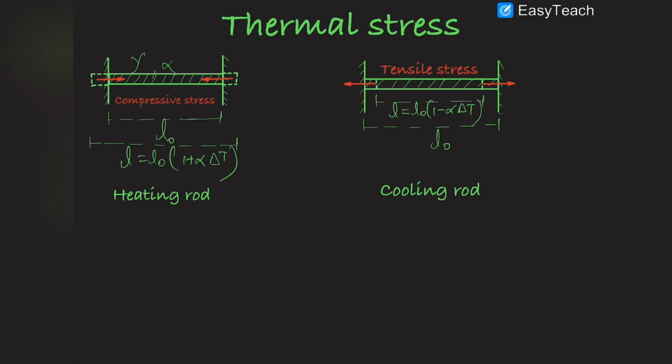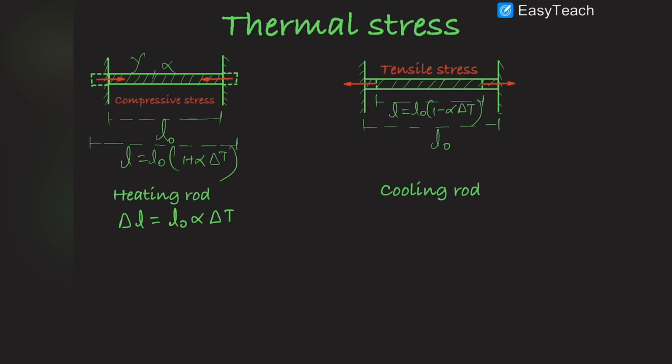Now you can imagine that when this rod expands, it would push the walls away, and by the reaction of the walls, which the walls would be applying on the rod in this direction, this rod would be experiencing a compressive stress. So if these walls were not present, what would be the expansion in the rod? The expansion in the rod would be delta L = L0 alpha delta T. So this is the expansion in the rod when these walls were not present.